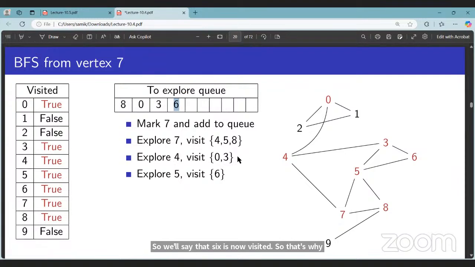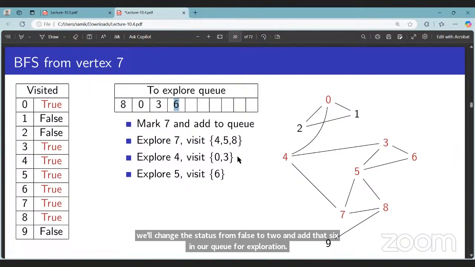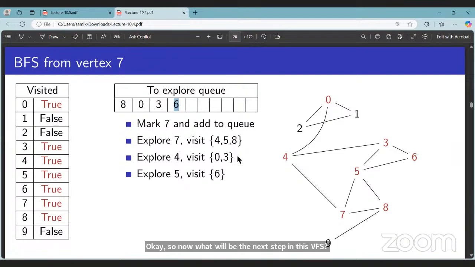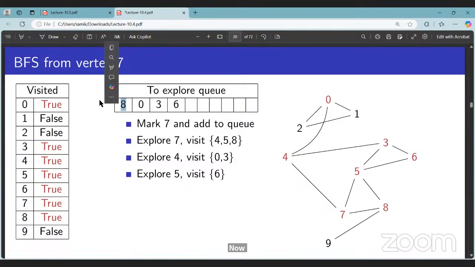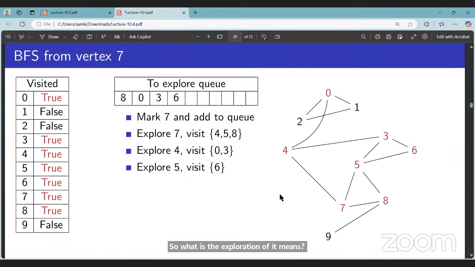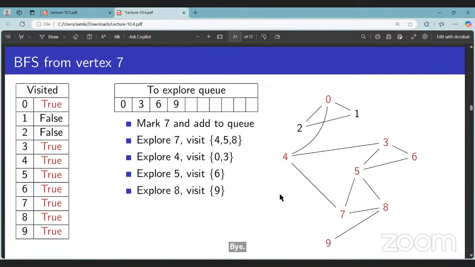Okay, so now what will be the next step in this BFS? Can you guys explain? What will be the next step now? So what are the left out? We have to explore 8, right? So now we will explore 8. What does the exploration of 8 mean? Which vertex will we visit if we explore 8? 9. Correct, because 9 is the only new neighbor 8 has, because 7 and 5 are already visited, so that won't give us any new information. Only 9 will get visited now, and 9 we will add into our queue.